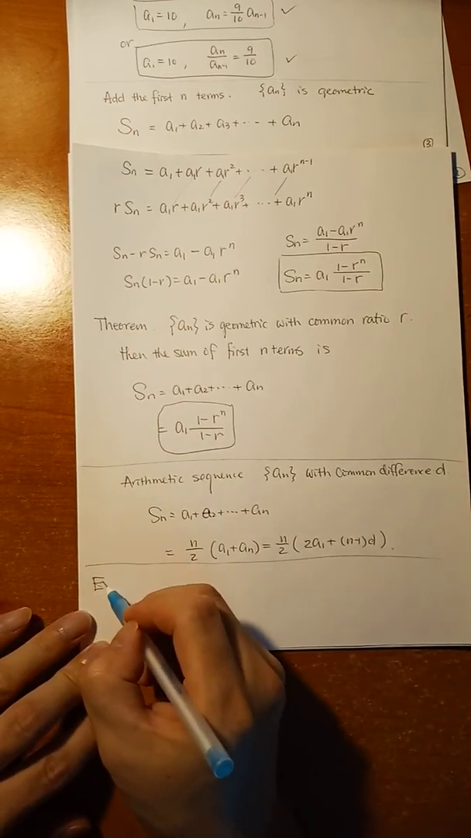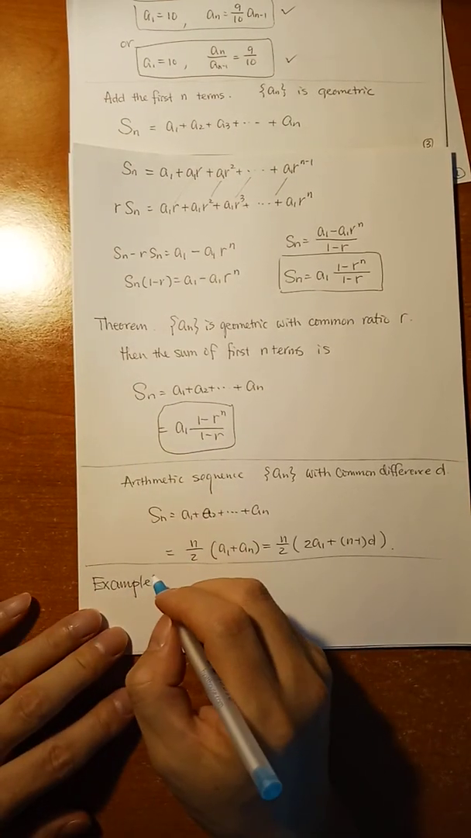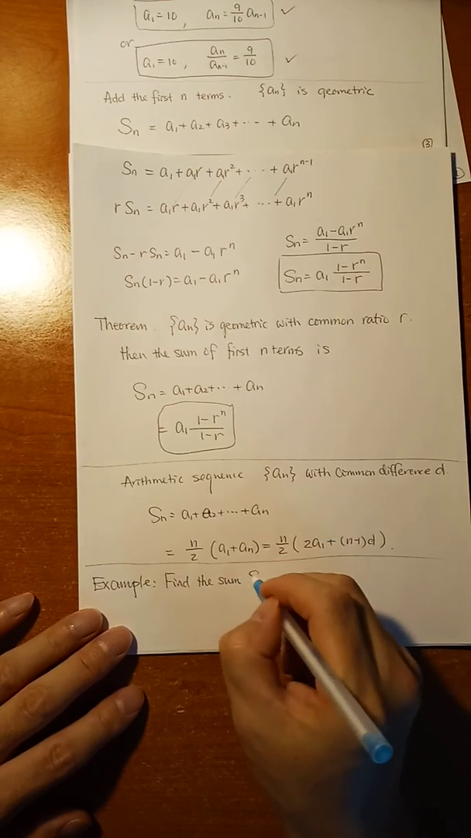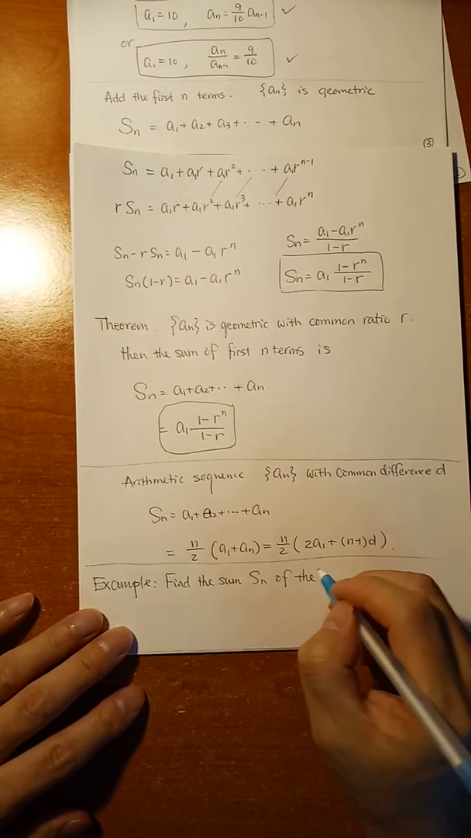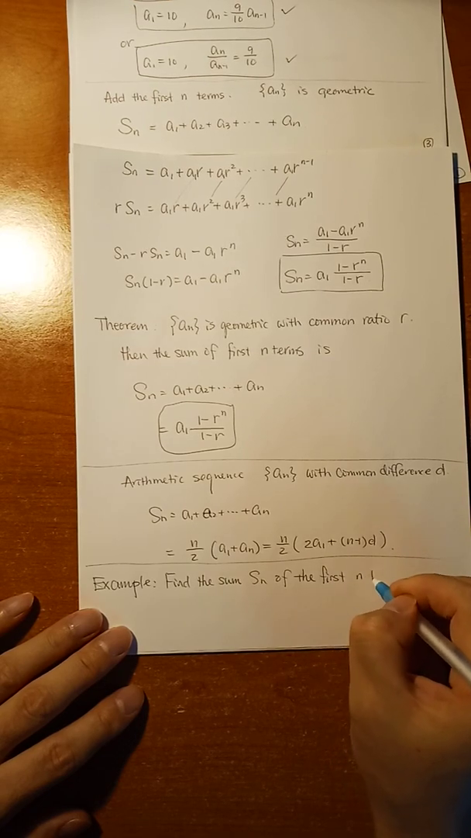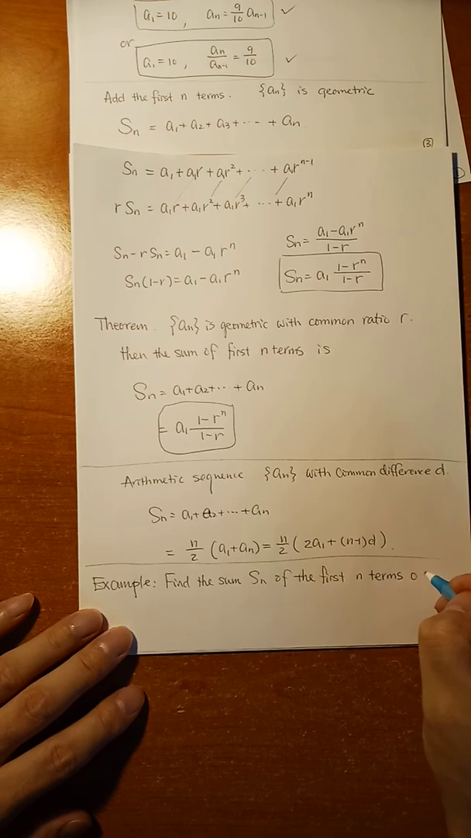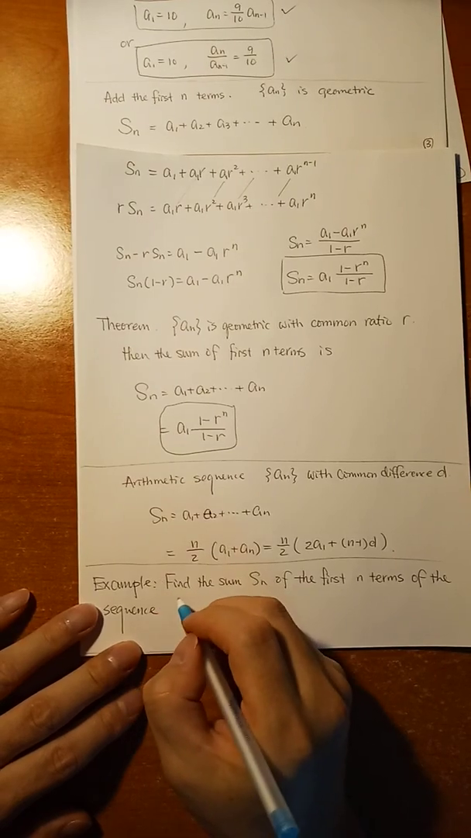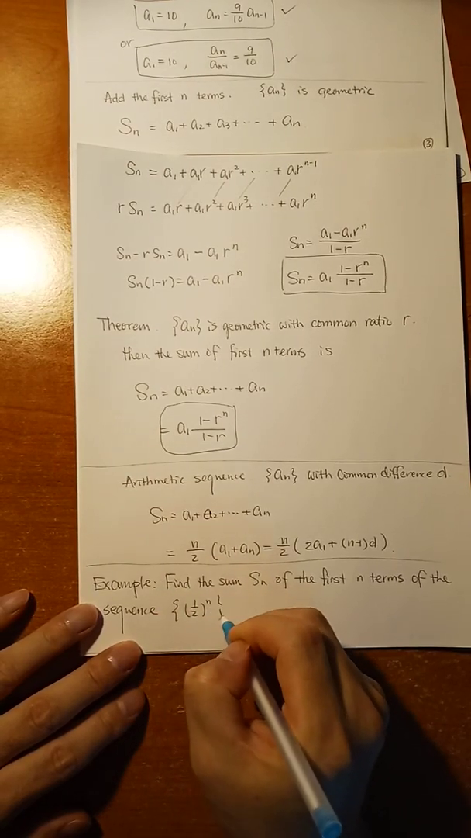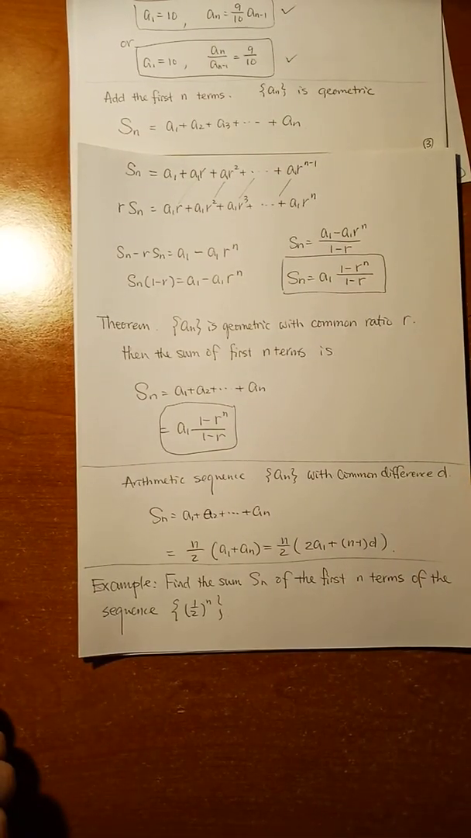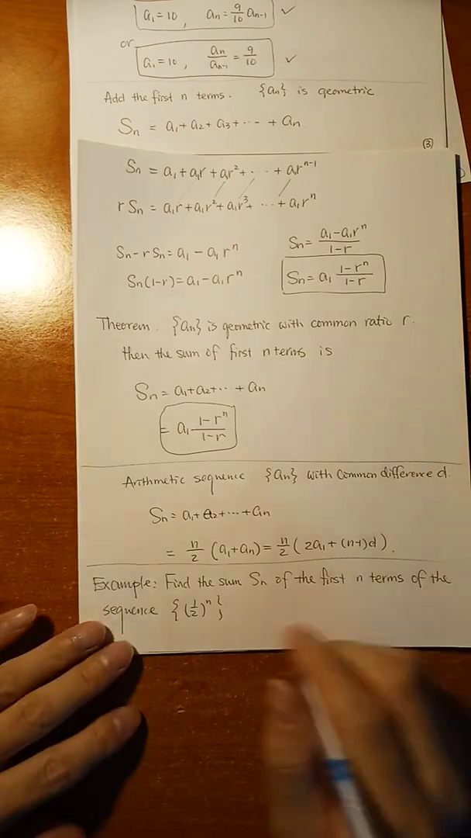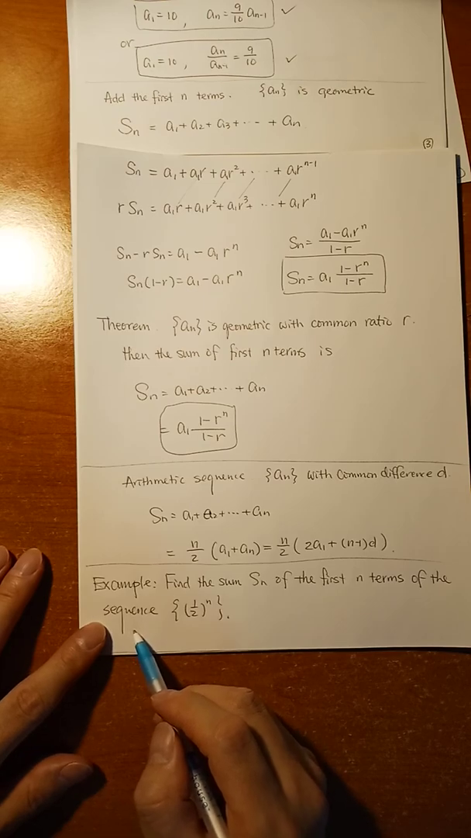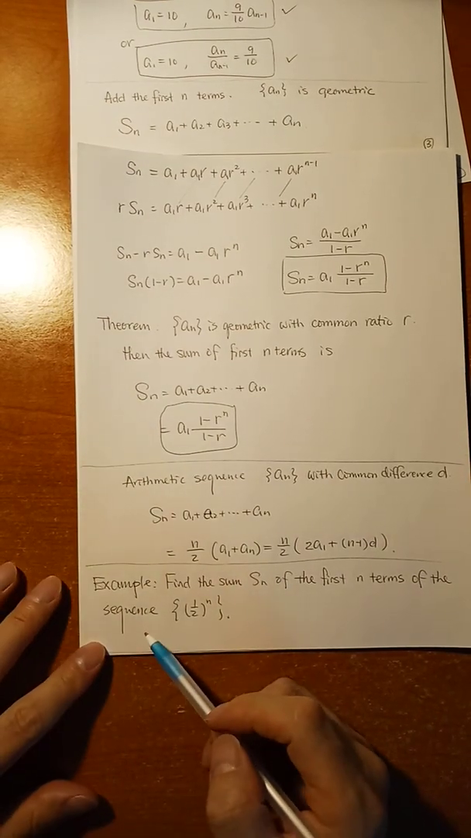Okay, now let's check. Find the sum Sn of the first n terms of the sequence one half to the nth power. First of all, this problem does not say the sequence is geometric. So you have to verify or confirm this is a geometric sequence.